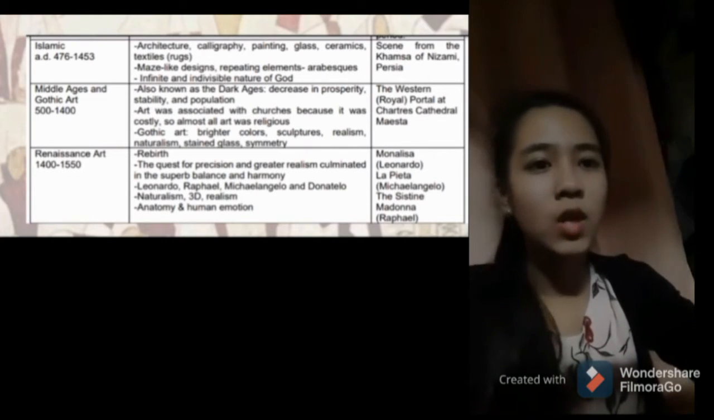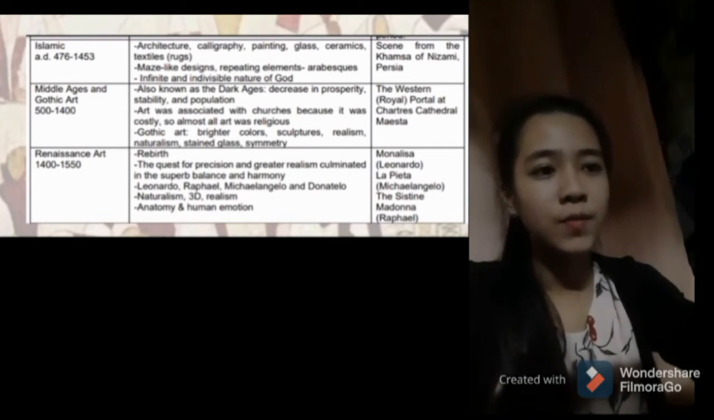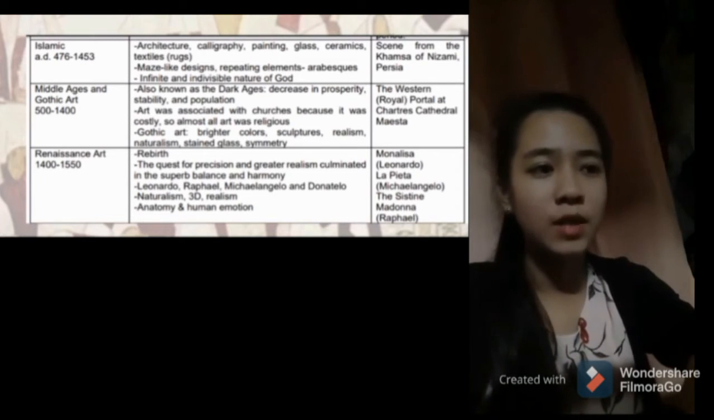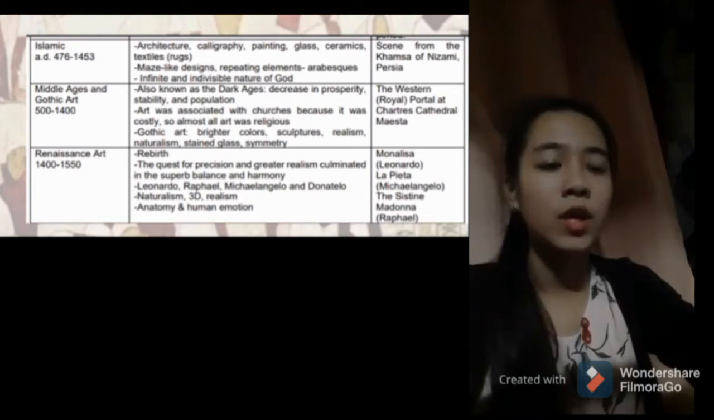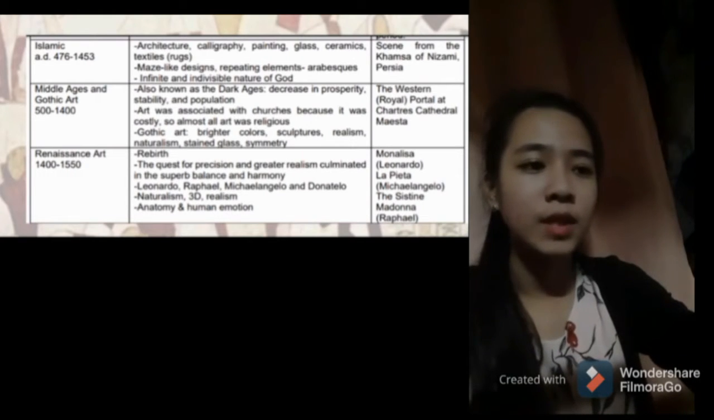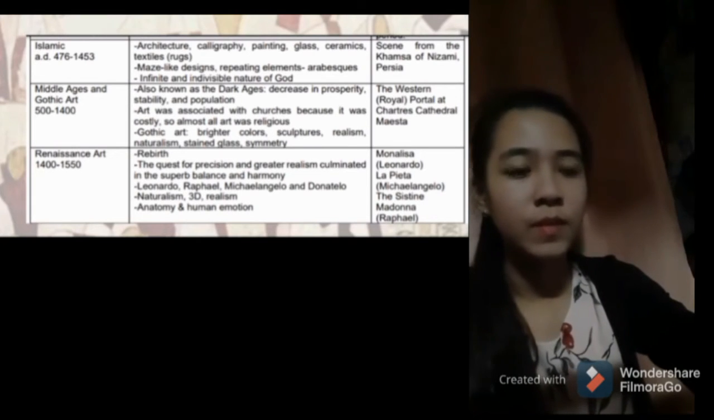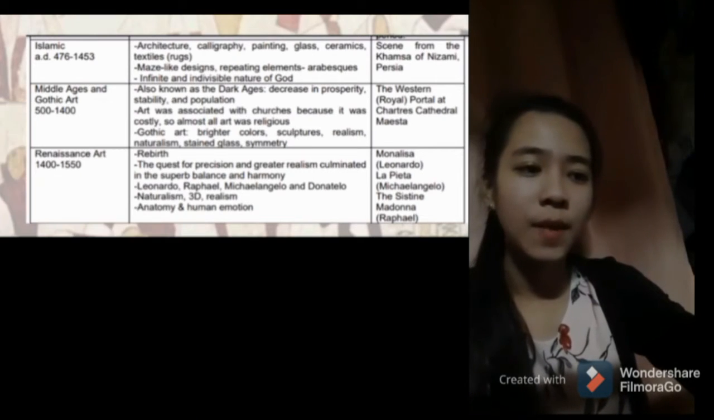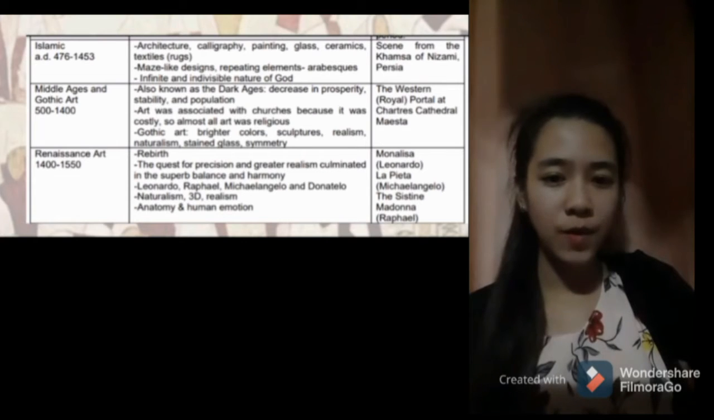Renaissance art, 1400 to 1550 years. The quest for precision and greater realism culminated in the superb balance and harmony. Leonardo, Raphael, Michelangelo, and Donatello. Naturalism, 3D realism, anatomy, and human emotion. Mona Lisa painting by Leonardo da Vinci, La Pieta by Michelangelo, The Sistine Madonna by Raphael. This is my part of our report.